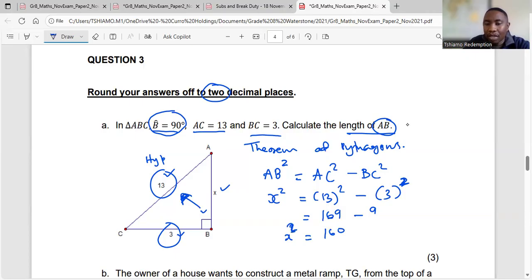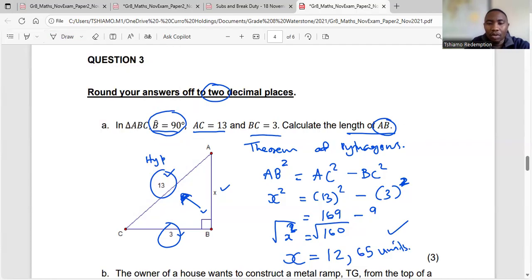And then what do we do here? We square root both sides. Why do we square root? We want to get rid of the square so that we are only left with X. So if you want to get rid of the square, you square root. What is the square root of 160? Press it on the calculator. You get 12.65. So units. That will be your answer for this. I hope you get it and check it. They wanted 2 decimal places, so that's 12.65.